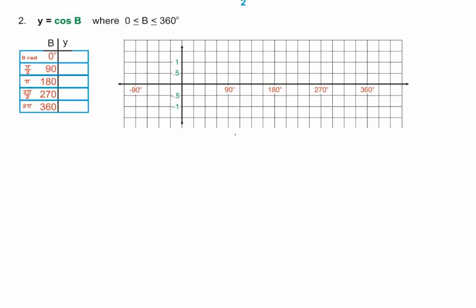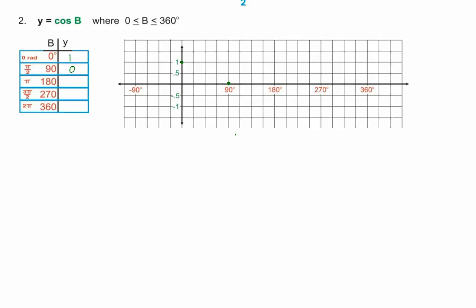So punch in 0 and hit the cosine. You do not get 0. You get 1. So take your green and put a point at 0, 1. Right? So you're up to 1 on the y-axis. Punch in 90, hit the cosine. Your calculator says 0. So now we're down to 0.